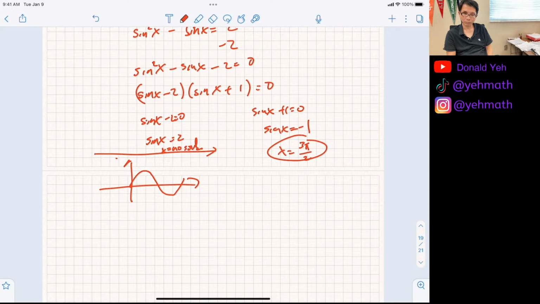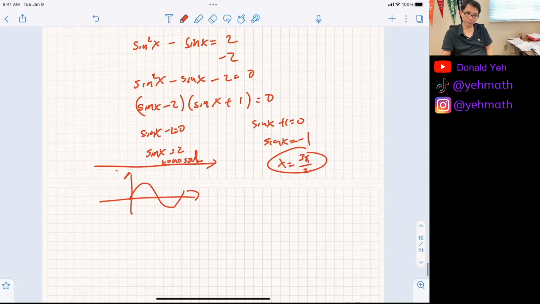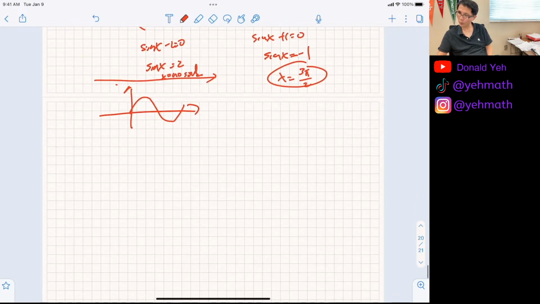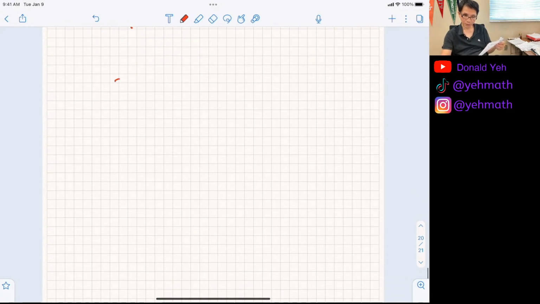Questions? Okay. I'm going to give you an interesting one. The next one is a little bit interesting. This one's going to be 2 sine squared of x minus cosine of x minus 1 equal to 0. And you're like, you're going to see there's a problem here.